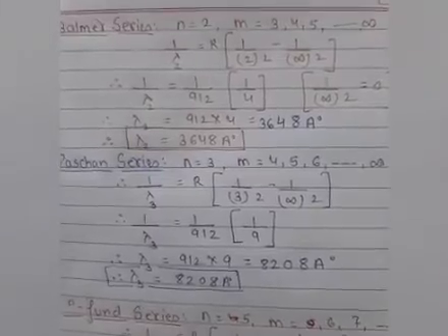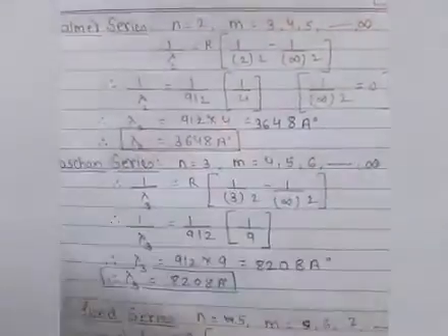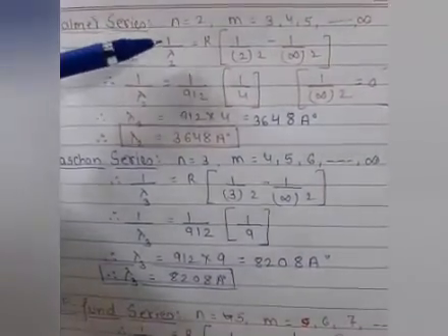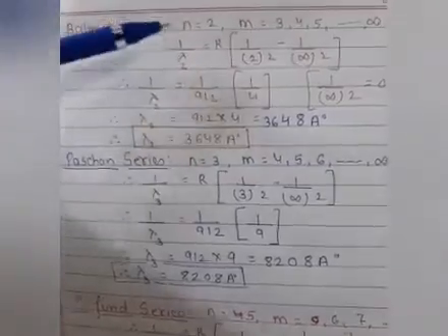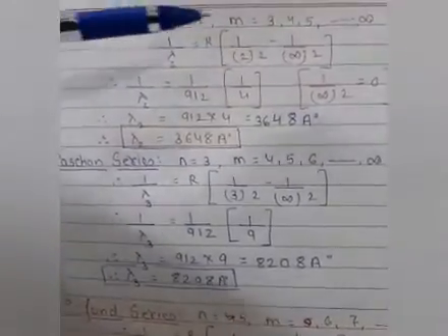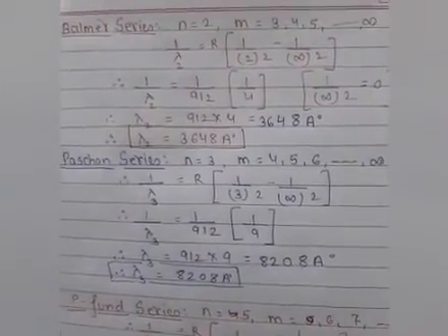So in this series, the value of n is 2, and m is 3, 4, 5 after 2 till infinity. So here we can consider 1 by lambda 2, the Balmer series, R as it is, in the place of n that is 2 square, and here the last limit, as you know very well, we can consider infinity square.